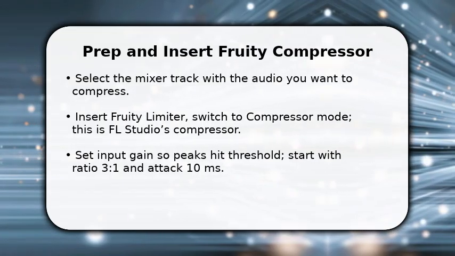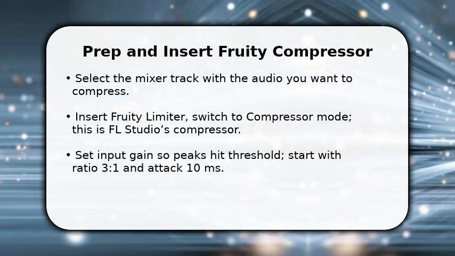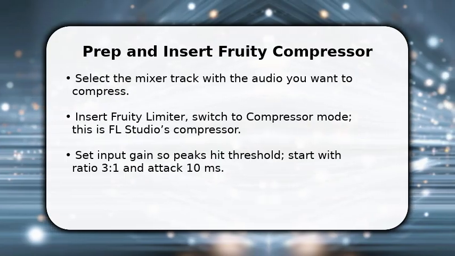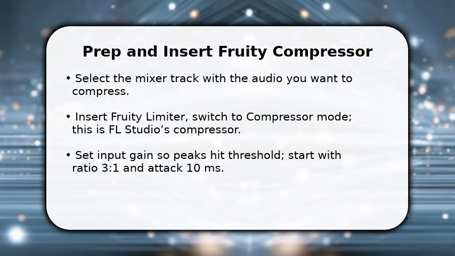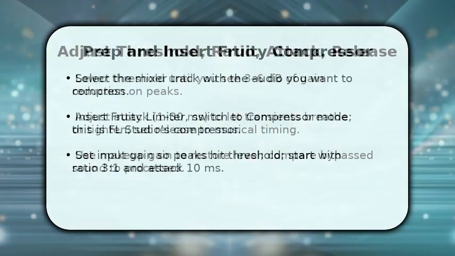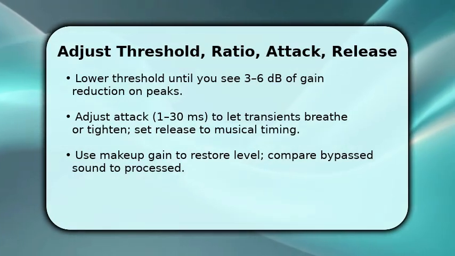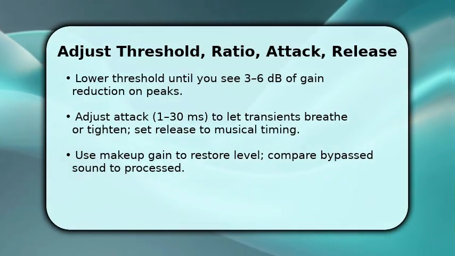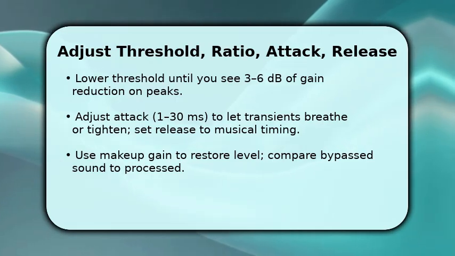Set a moderate 3:1 ratio and a 10 ms attack to catch transients without squashing natural dynamics. Make sure release is moderate. We'll refine it next. Once the compressor is active, pull the threshold down until the meter shows about 3 to 6 dB of gain reduction on the louder parts. That gives audible control without crushing.